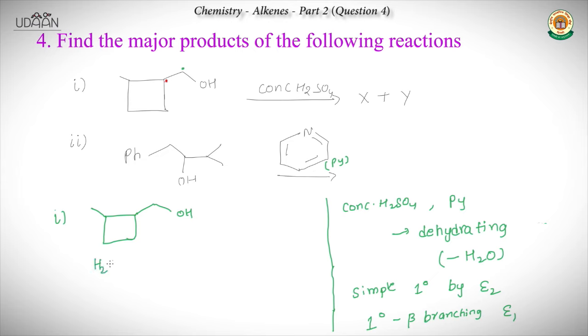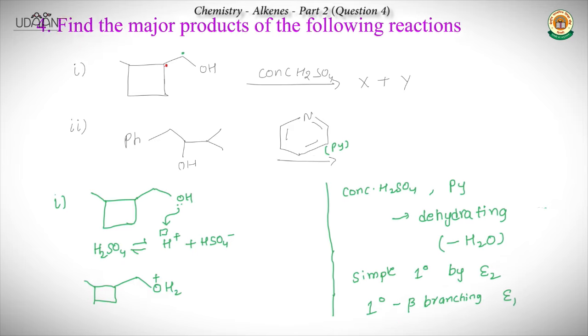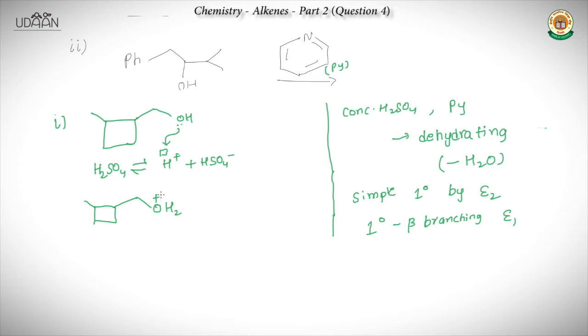First, H2SO4 is an acid. It dissociates to give H plus and HSO4 minus. Also, oxygen has a lone pair of electrons. H plus has a vacant orbital, so oxygen donates its lone pair to H plus. It is protonated, and you get OH2 plus. Now, H2O is a very stable product, so it leaves, and you get a carbocation here and a water molecule.